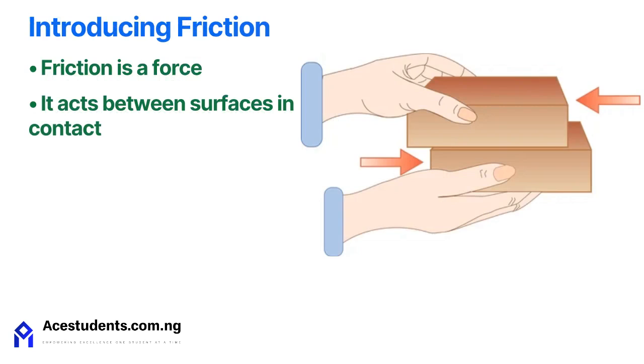Friction is a force that acts between two surfaces that are touching each other. It only exists when objects are in contact. If there is no contact, there is no friction. In exams, always mention that friction acts between surfaces in contact.